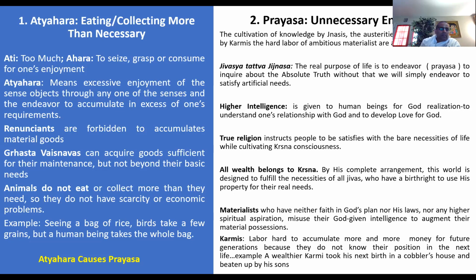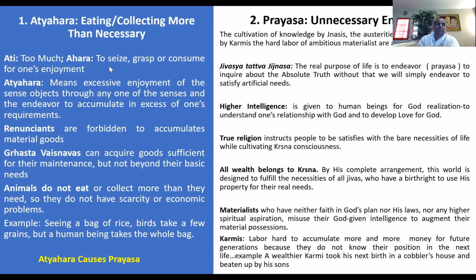So the instruction is given here by Mahaprabhu that for the devotee, we should try to basically minimize our needs. So atihara causes the prayasa. So what is atihara? Atihara is basically having the desire to enjoy the senses too much, or trying to achieve more than our need. So once this atihara is active, then that inspires one to do prayasa, hard work, hard endeavor to obtain certain things which is difficult to obtain.